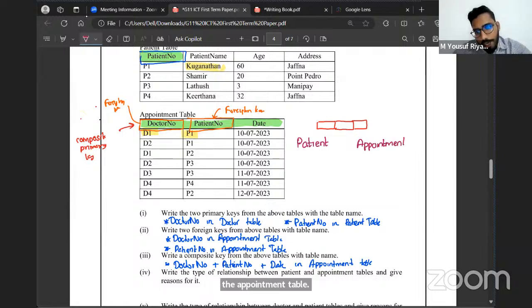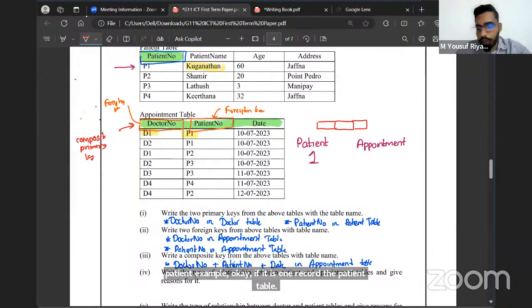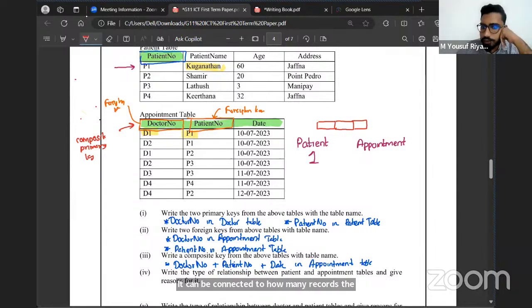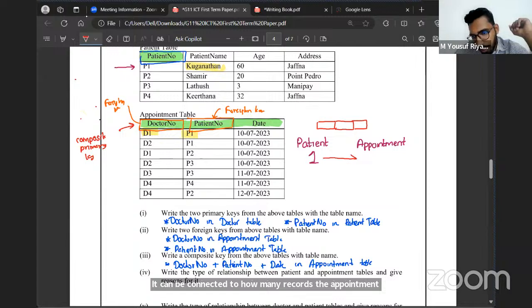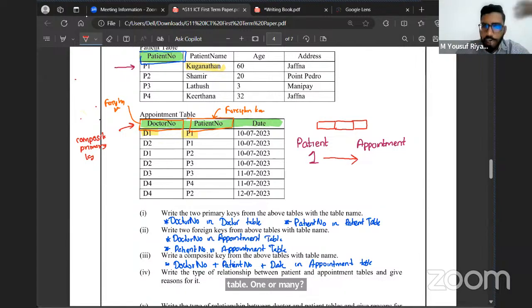And then tell me, if you take one record in the patient table, for example this first record, it can be connected to how many records in the appointment table? One or many? One record in the patient table can be relevant to how many records in the appointment table?